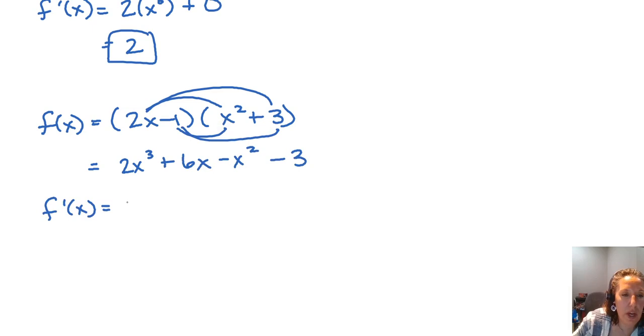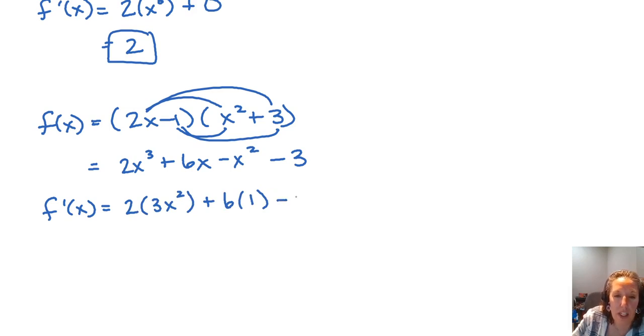And so the derivative of 2x cubed is going to be 2 times 3x, 3 minus 1 is 2 for our new exponent. And then 6 times x, that derivative is going to be 6 times 1x to the 0, so that's just going to be 6 times 1. And the derivative of negative x squared is negative 1 times 2x to the 2 minus 1, which is 1. And then negative 3 is a constant, so that derivative is 0.